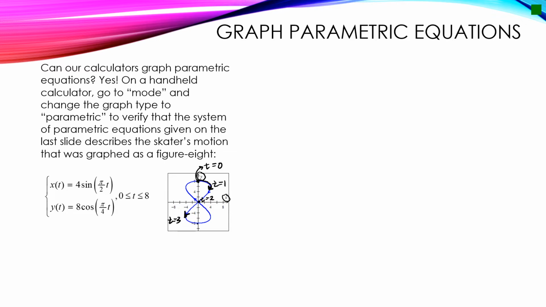At 4 seconds, I am at 0, -8. At 5 seconds, I'm at 4, -5.66. I'm going to throw a couple arrows in there. At 6 seconds, I come back to 0. So t equals 2 and t equals 6, I was at the same value. At 7 seconds, I'm up in the second quadrant. And finally, I make my way back to where I began. So t equals 0 and t equals 8 are the same value.